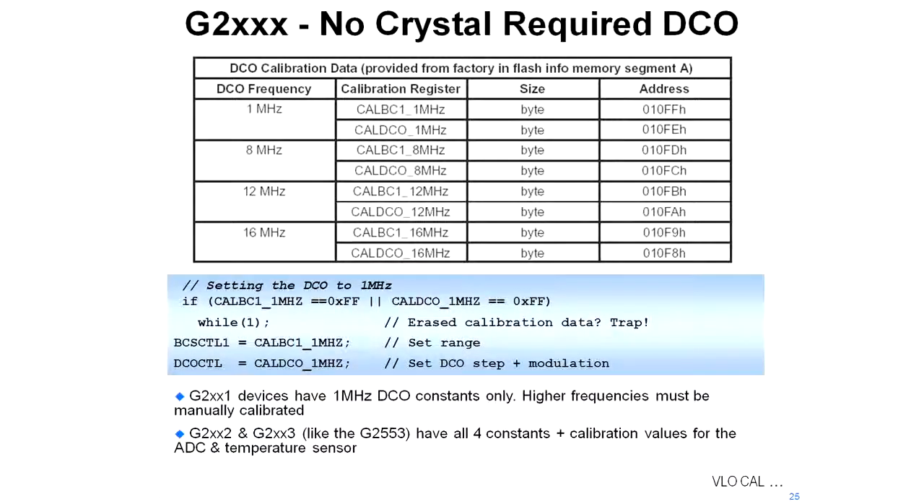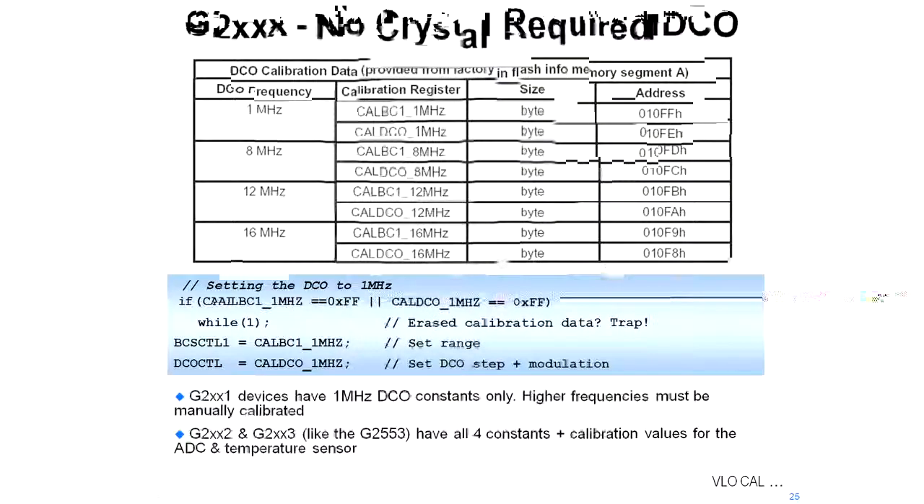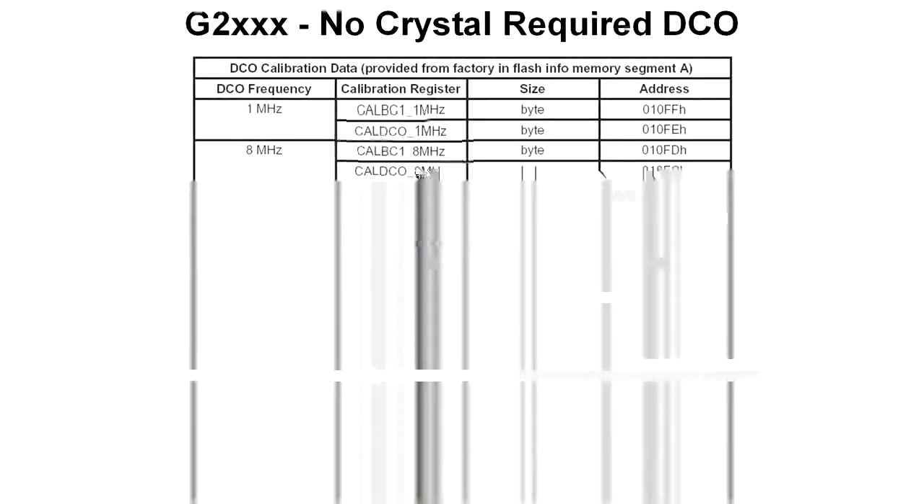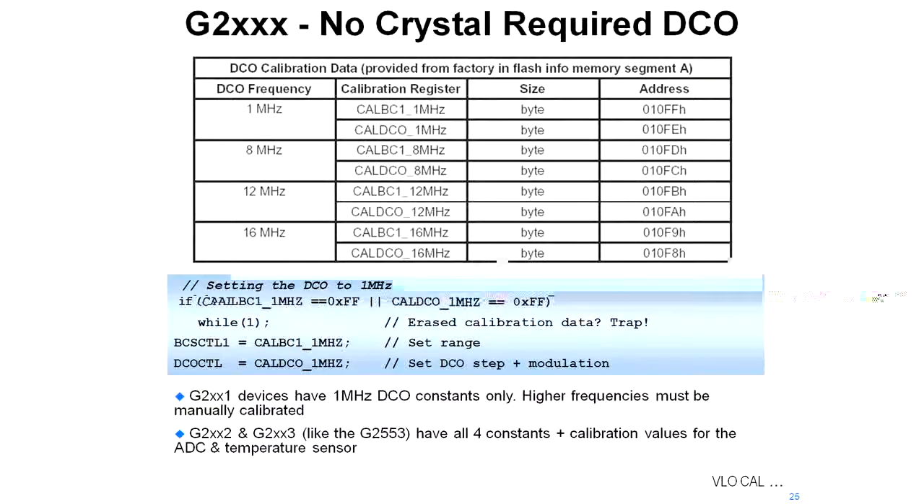Because when you read an erased flash memory, it comes back as FF, meaning that some constants. Well, you don't want to flash those into the part. So we're going to double check that here with a trap. That's probably not what you're going to want to do in production software. Then it's as simple as programming the basic clock system control register 1 with the range, and then the DCO control register with the DCO step and modulation, with just a couple of instructions.